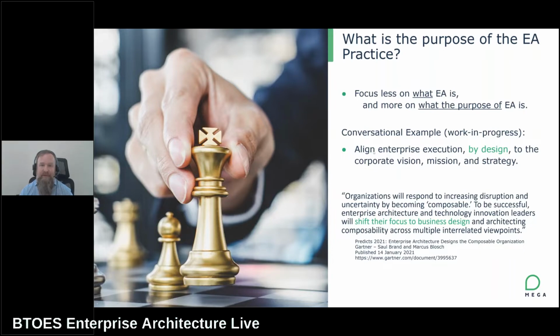So I've established here a conversational example. Align enterprise execution by design. And I think the by design is the key element of where architecture comes into play, to the corporate vision, mission, and strategy. It's really aligning operating models to business models in order to deliver against the strategy. I've put a recent quote at the bottom here from the Predicts 2021 at Gartner, and you can see that there is this shift due to COVID and how organizations are focusing on design and transformation, and that enterprise architecture in particular will be shifting the focus toward business design.